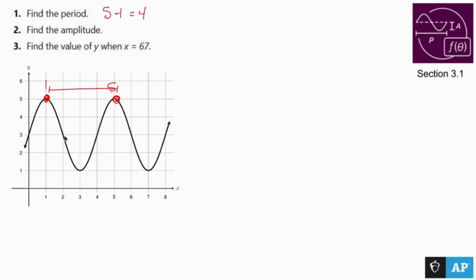Now I chose these points. I could have chose the bottom. I could have chose middle points. As long as you find out where they definitely repeat, you're in good shape.